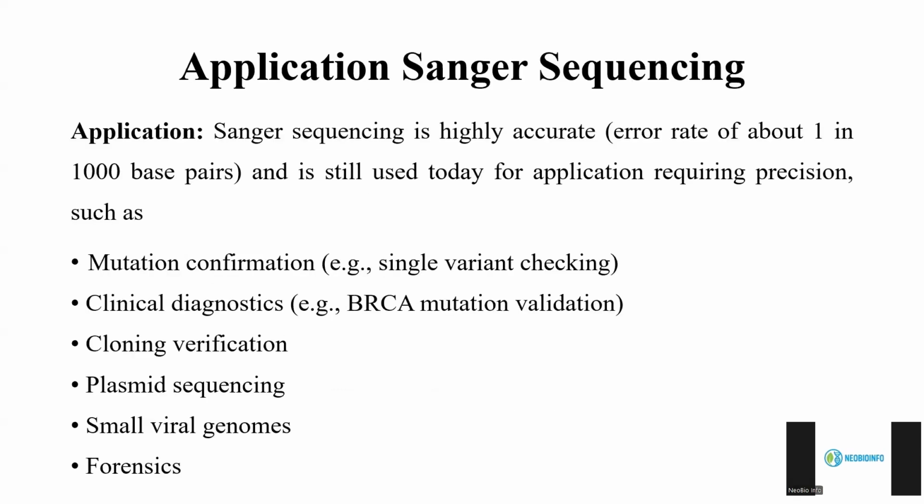What are the applications of Sanger sequencing? There are multiple applications of Sanger sequencing. The first application is on the basis of accuracy. Sanger sequencing is highly accurate but time consuming and costly. The error rate is 1 in 1000 bases, and Sanger sequencing is still used today for recurring precision and also mutation confirmation, clinical diagnosis, plasmid sequencing, cloning verification, small viral genomes, and forensic science. In these areas, Sanger sequencing is still used.